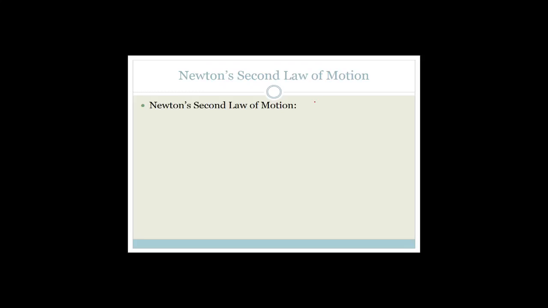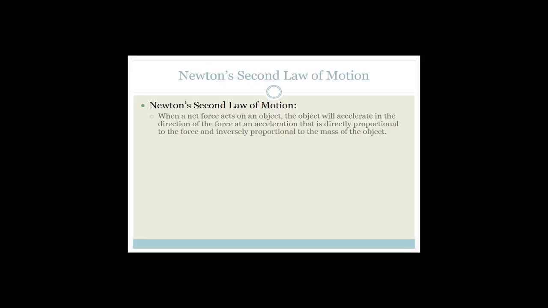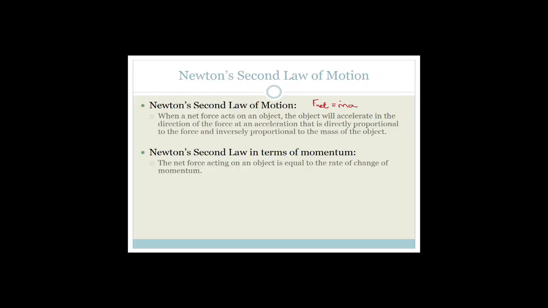So first of all, Newton's second law of motion states, when a net force acts on an object, the object will accelerate in the direction of the force at an acceleration that is directly proportional to the force and inversely proportional to the mass of the object. Okay, so we summarize that by writing F net is equal to mass times acceleration. But now Newton's second law in terms of momentum states, the net force acting on the object is equal to the rate of change of momentum.